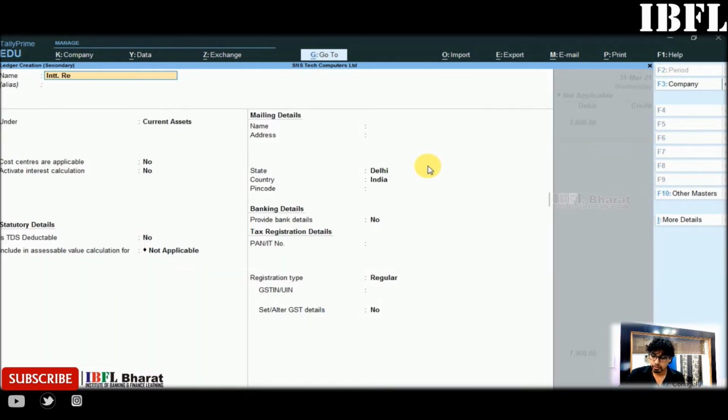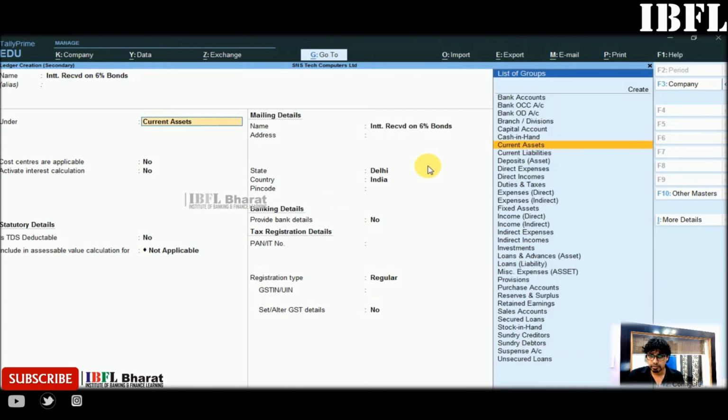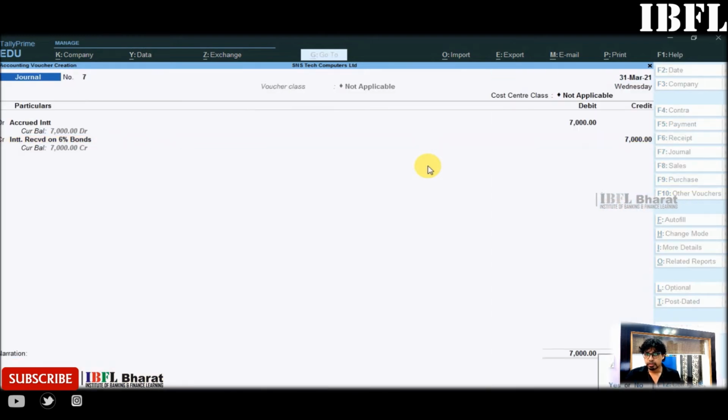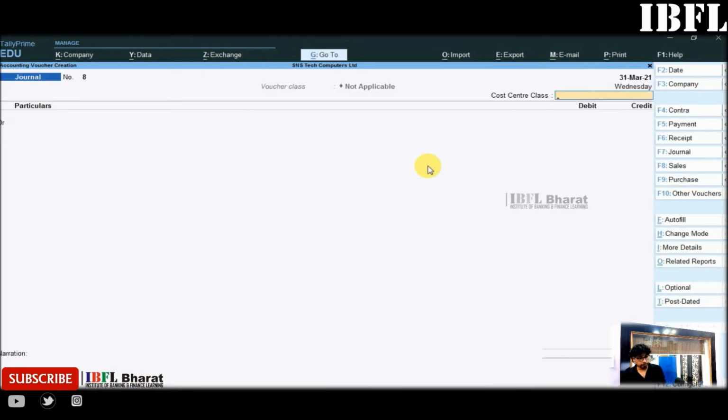Interest received on 6% bonds. It will be in indirect incomes, 7,000 rupees. This entry is also completed.